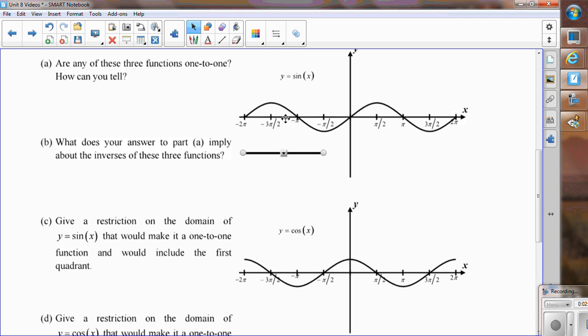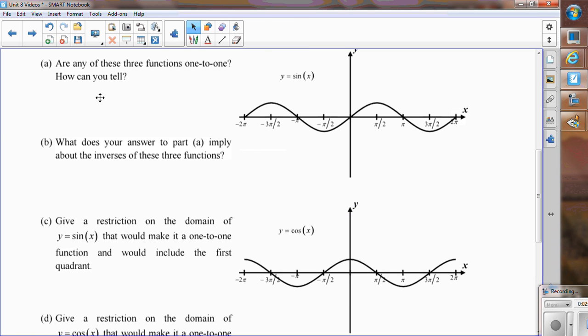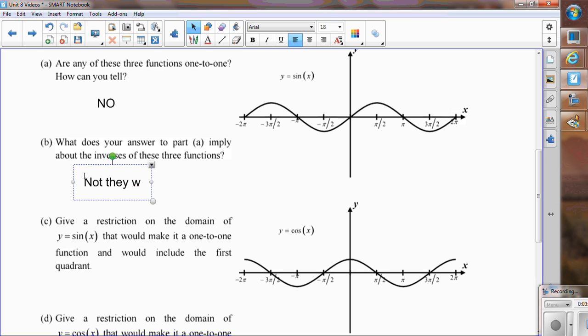So the trick is, where can I chop off my graph? So the answer here was no. And this tells you that not the way they are graphed, they are not inverse functions. So it says give a restriction. Where can I chop it off?